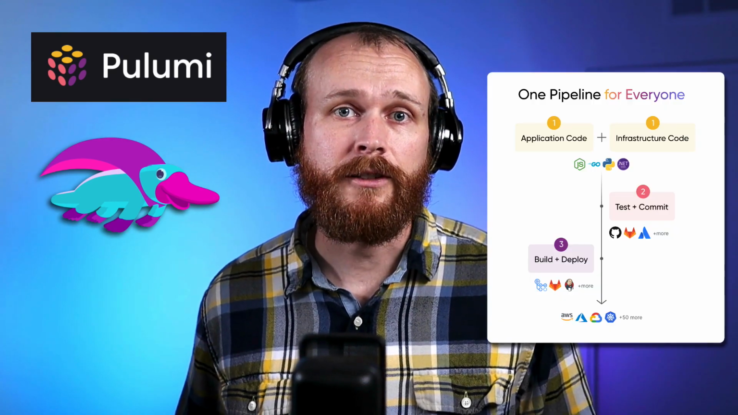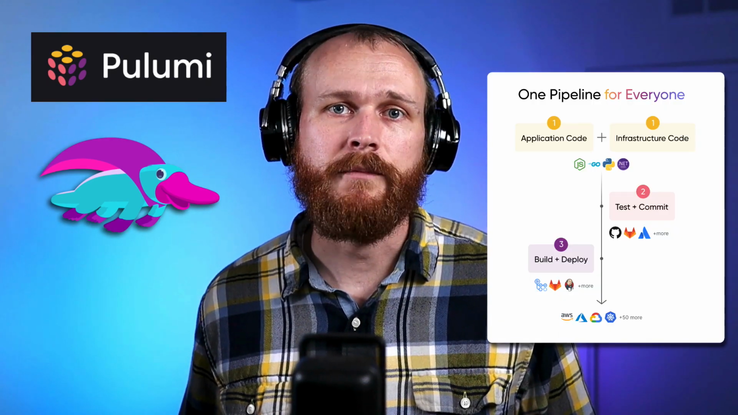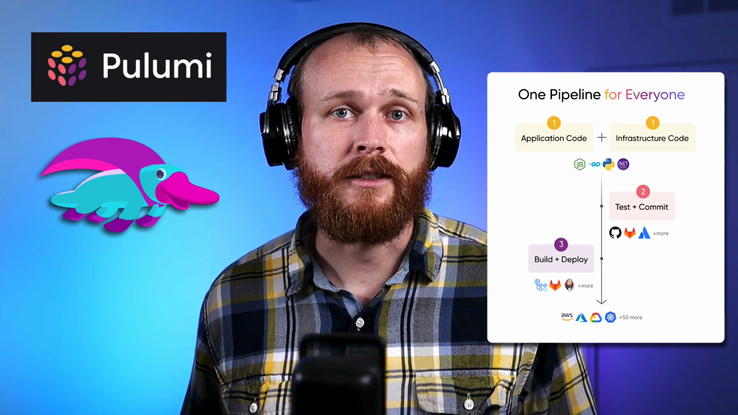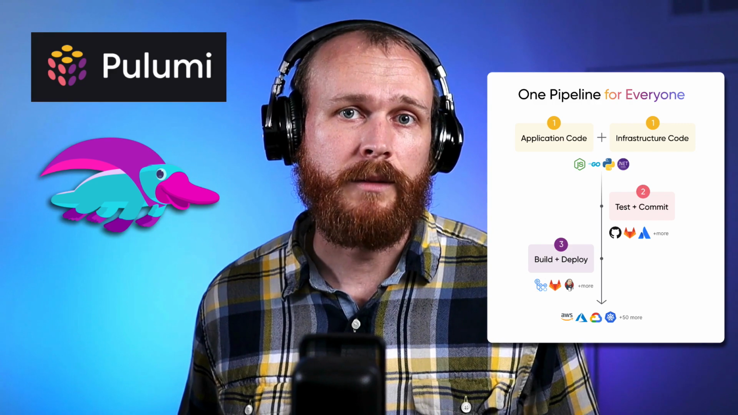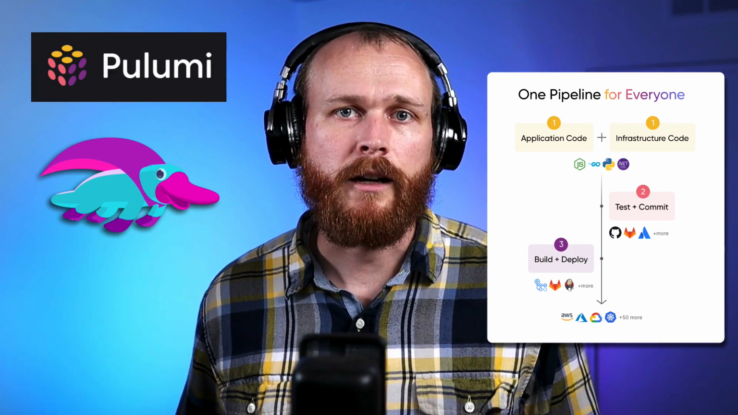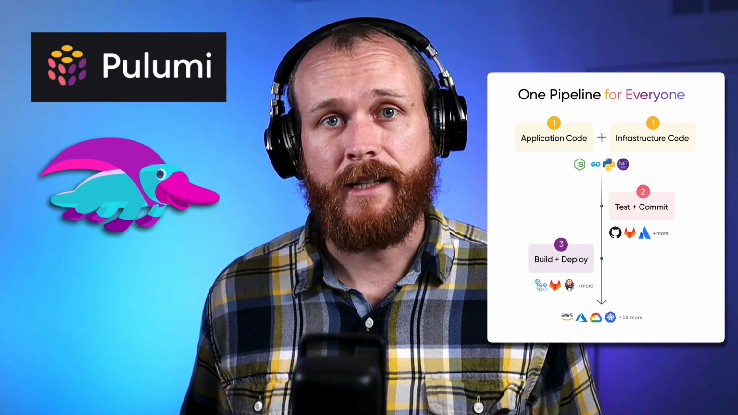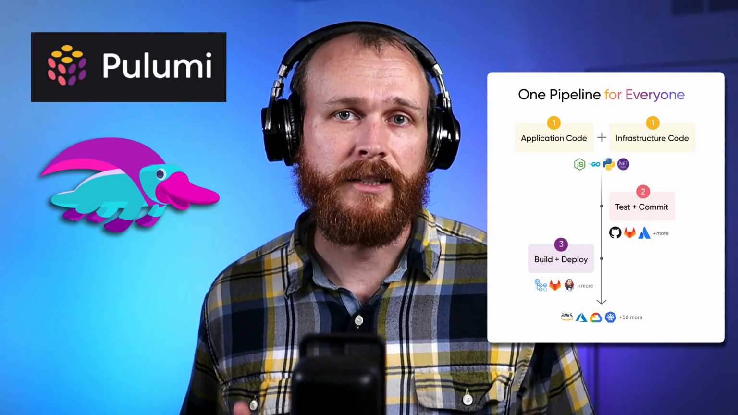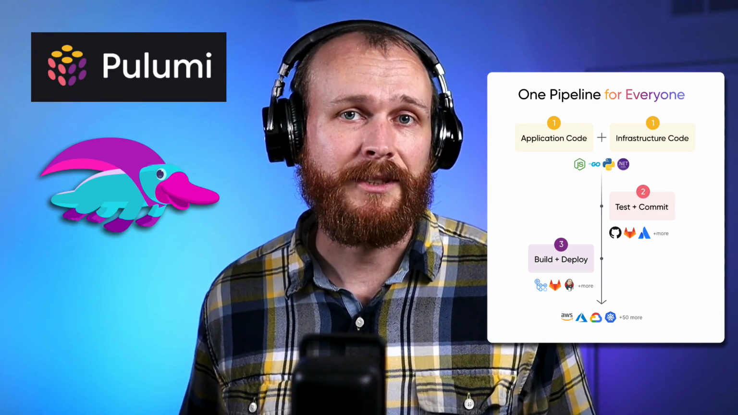Pulumi is an infrastructure as code tool which allows you to define and manage all of your cloud infrastructure using your favorite programming languages such as C#, Python, TypeScript, and Go. Because we can write our Pulumi configuration in a general purpose language, I'm hoping that Codex will be able to tap into its understanding of these languages to generate usable outputs.